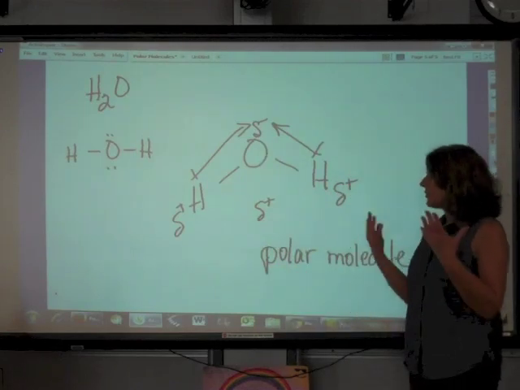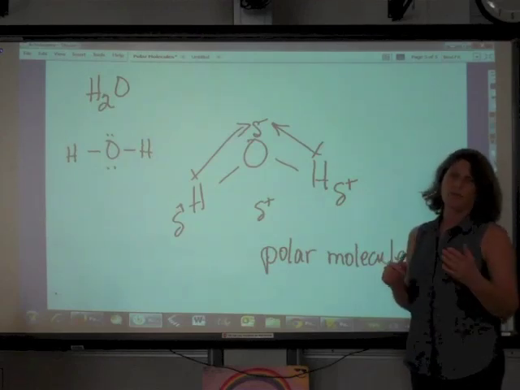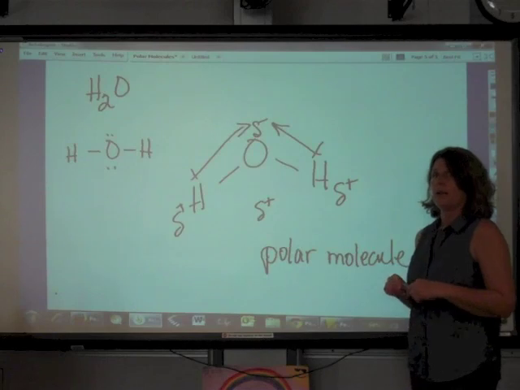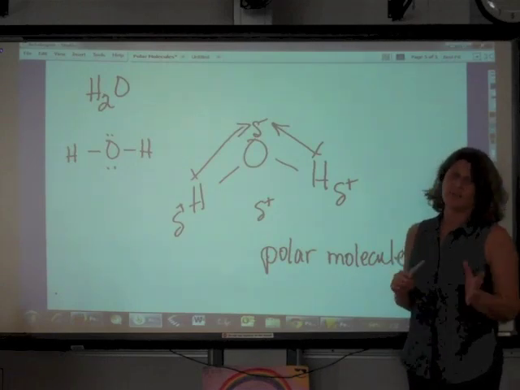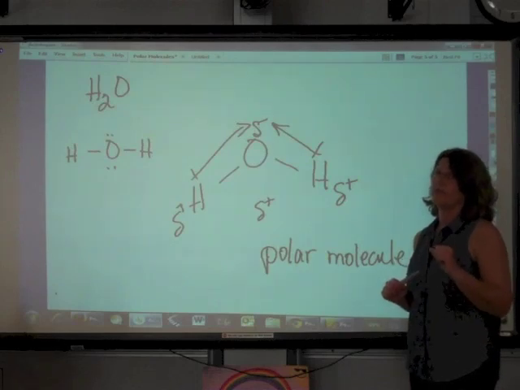So we'll look at this in 3 dimensions tomorrow, and then again we will go over your shape table and classify each of those shapes as being polar or nonpolar if they contain polar bonds.